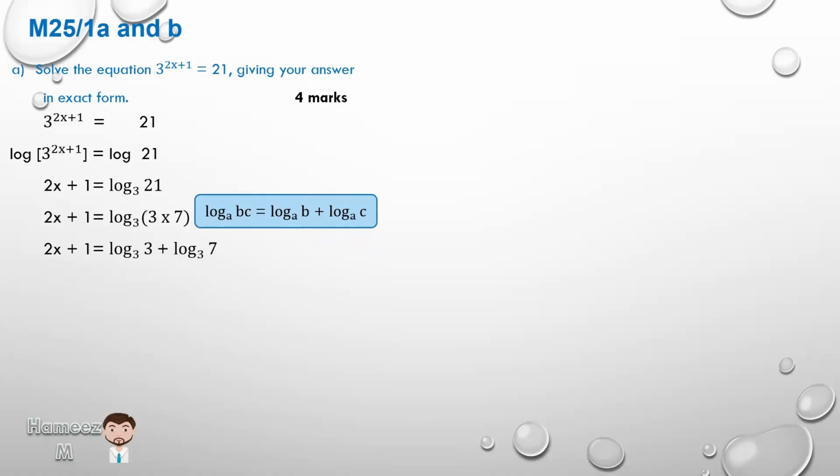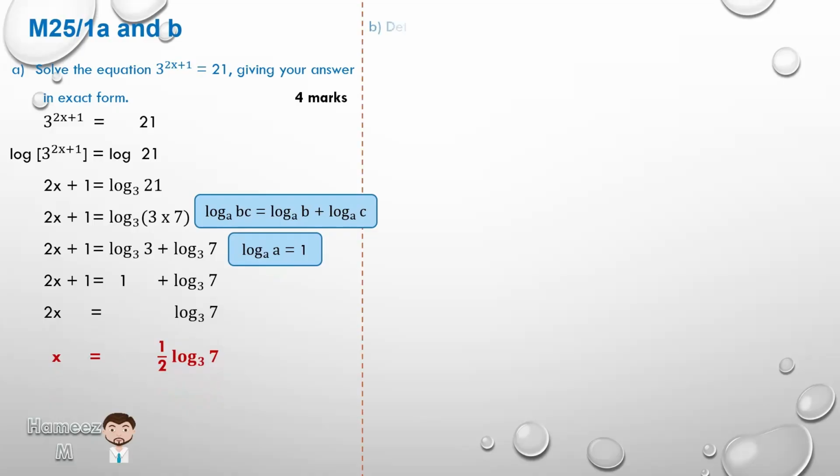And if we have any number and we apply logs to it with the same base, log A to base A, it will be equal to 1. As such, we can simplify log 3 to base 3 and rewrite it as 2x plus 1 is equal to 1 plus log 7 to base 3. And now we have 1 on both sides, so we can minus 1 from both sides. We'll be left with 2x is equal to log 7 to base 3. As such, x is equal to half log 7 to base 3. So we're giving our answer in the exact form.